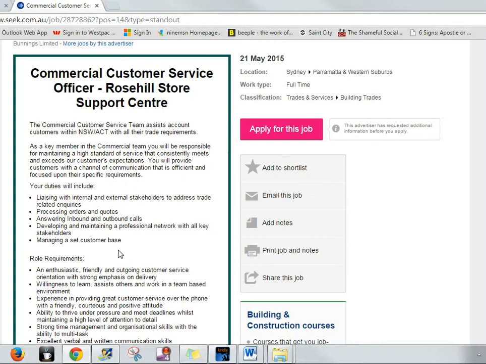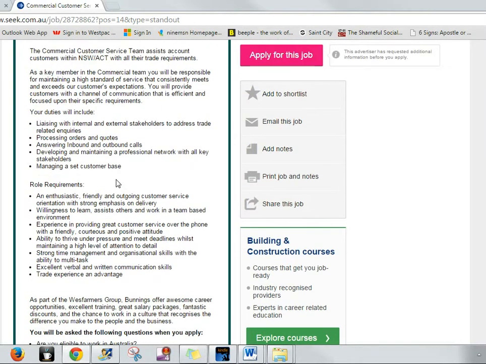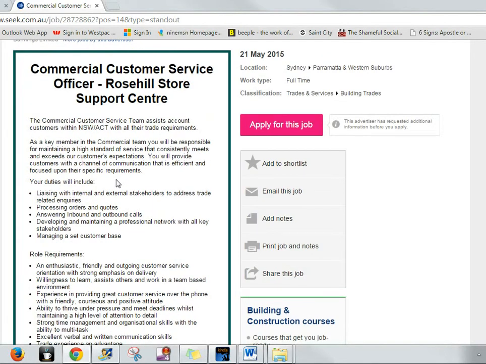So the computer systems have certain words that are put in. So it'll be things like enthusiastic, friendly, outgoing, customer service orientation, willingness to learn, courteous and positive attitude. Those could be some of the things. Strong time management, organizational skills. Those are good ones. Maintaining a professional network with stakeholders. And those are some of the words that they'll be looking for. That will be some of the key phrases and key words that they'll be looking for in terms of the right person and the right fit for this particular role.